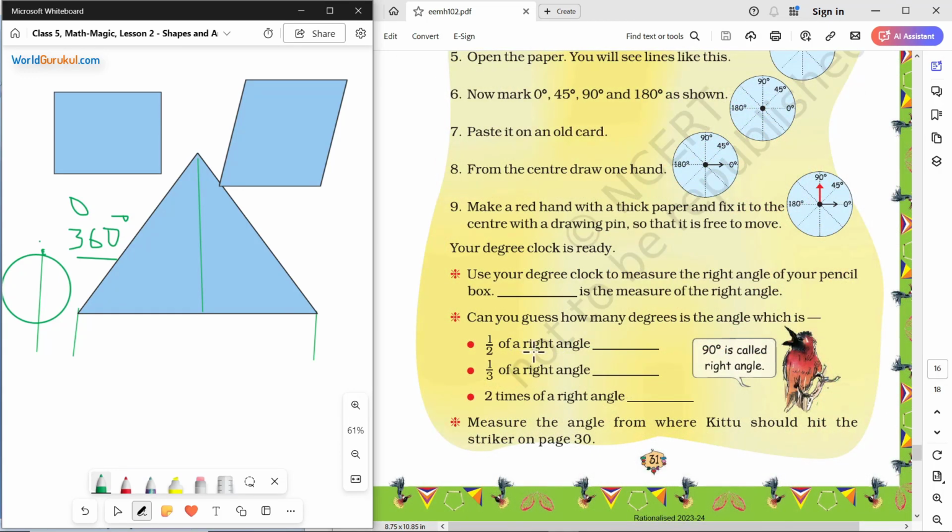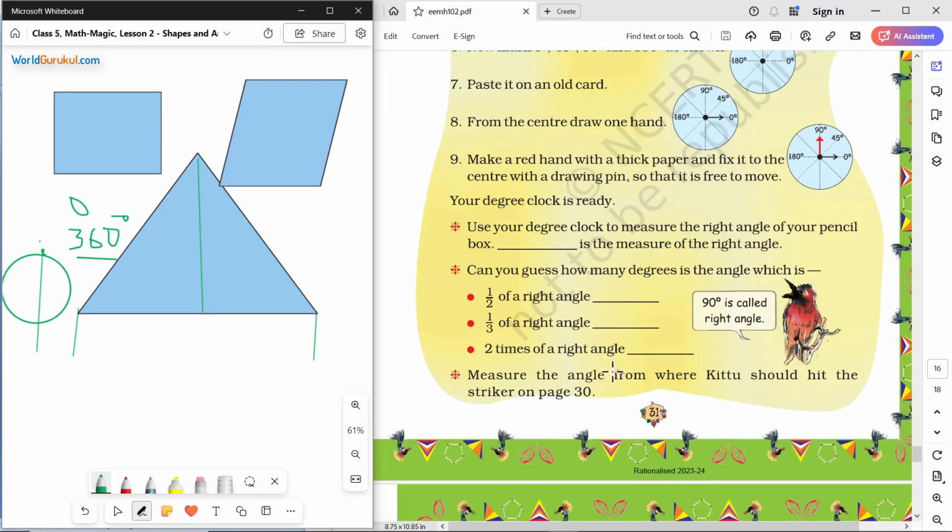So a right angle, we said, is 90 degrees. Half of a right angle is 90 divided by 2, that is 45. Right here 0, 90. So the half is going to be 45. One-third of a right angle, that is 90 divided by 3, is going to be 30. Right? 30 degrees is the representation of 1 hour by the hour hand in the clock.